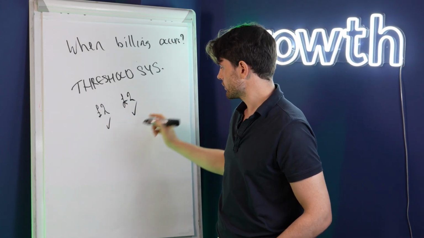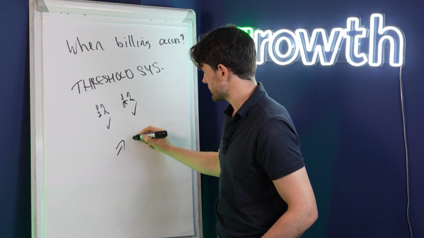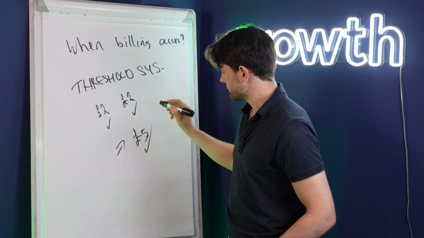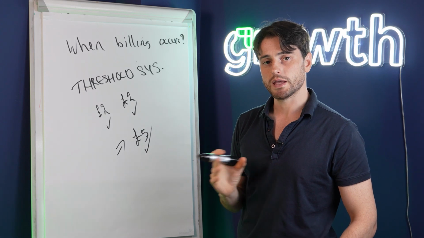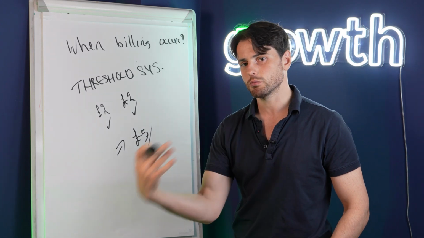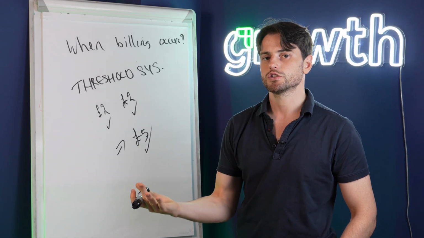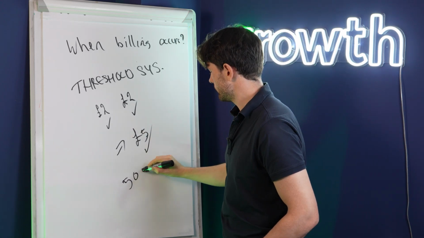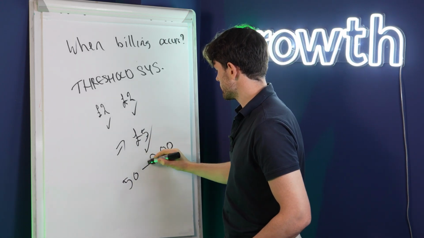And then Facebook will say, cool, we will now increase their threshold to £5. And then when it tries to bill you for £5, it will be happy, and then it applies a little bit more authority and trust to your advertising account. And eventually this can go to £50 all the way up to £200.